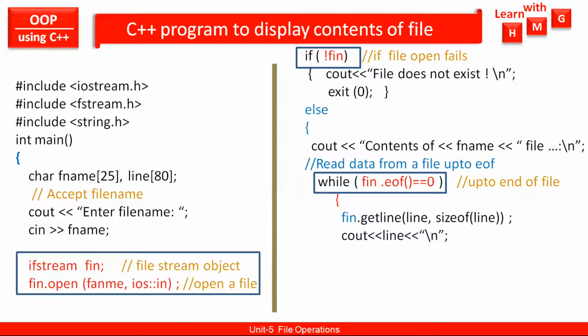As the line is read from the file without the newline character, you have to explicitly insert the newline character while displaying it on the screen, and like this the loop will continue up to the end of file. At the end of file the eof will be detected and the eof function will return the true value, that is 1, and the condition will become false and the loop will be terminated. And in this way you have to close the file and stop the program.